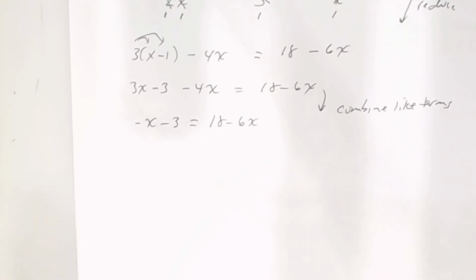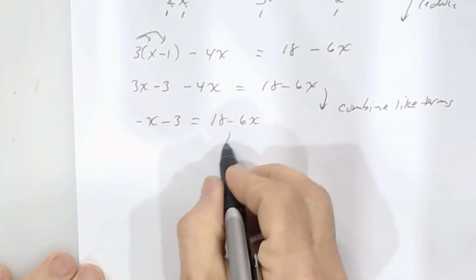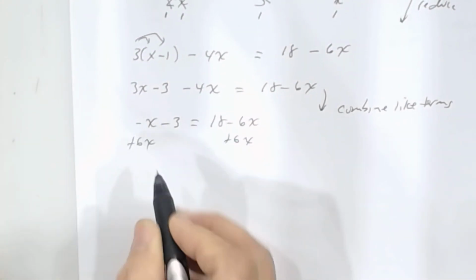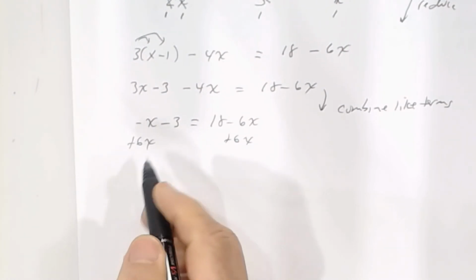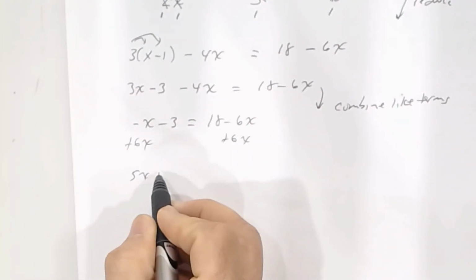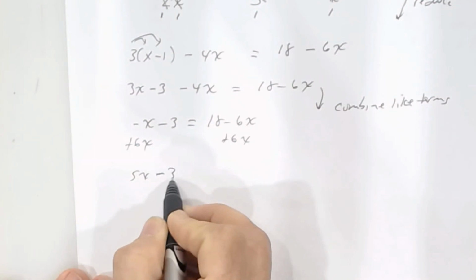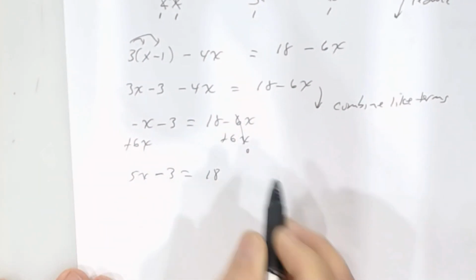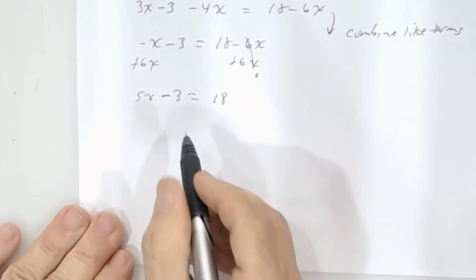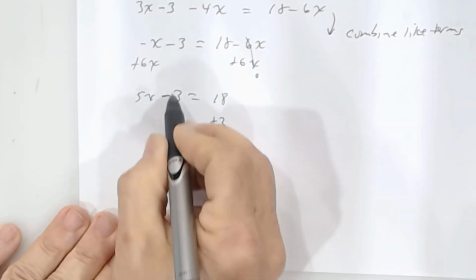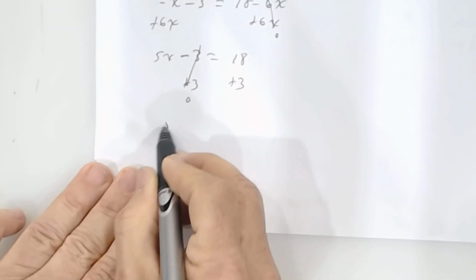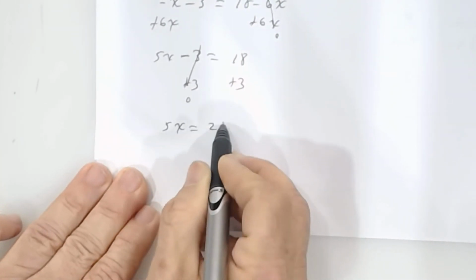All right, so let's do now. Notice this is a linear equation right here. So let's bring the variable to one side, constant to the other. What do you want to do first? Add 6x. Add 6x, okay. What's a negative 1x and a positive 6x? 5x. What else? Minus 3. Equal 18. All right, so that's where we're at. What's the next step? Add 3. Okay. Combine like terms. What do you get? 5x equals 21. All right.